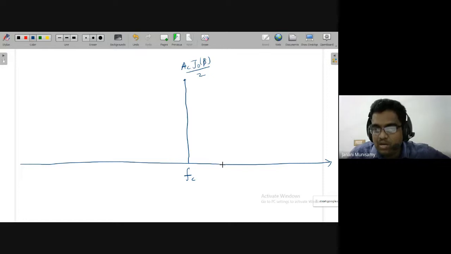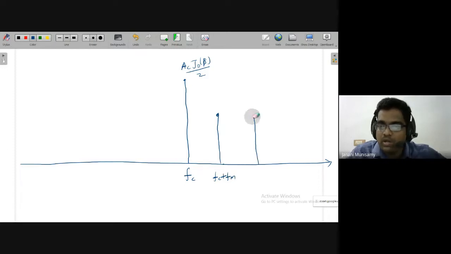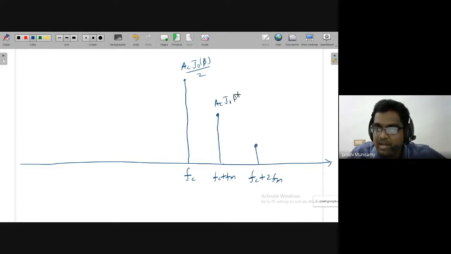Then for the next one, I will have here Fc plus Fm. Similarly, for the next one, I will have here, with less value only. Why? Because once you increase n value, that coefficient value will decrease. So that's why I am putting less value. So this is AC J1 beta divided by 2. This is AC J2 beta divided by 2.